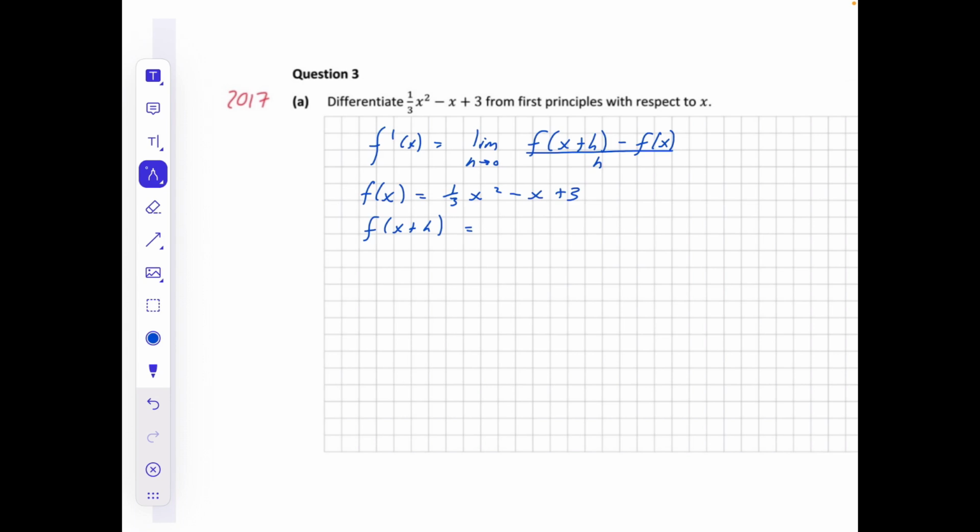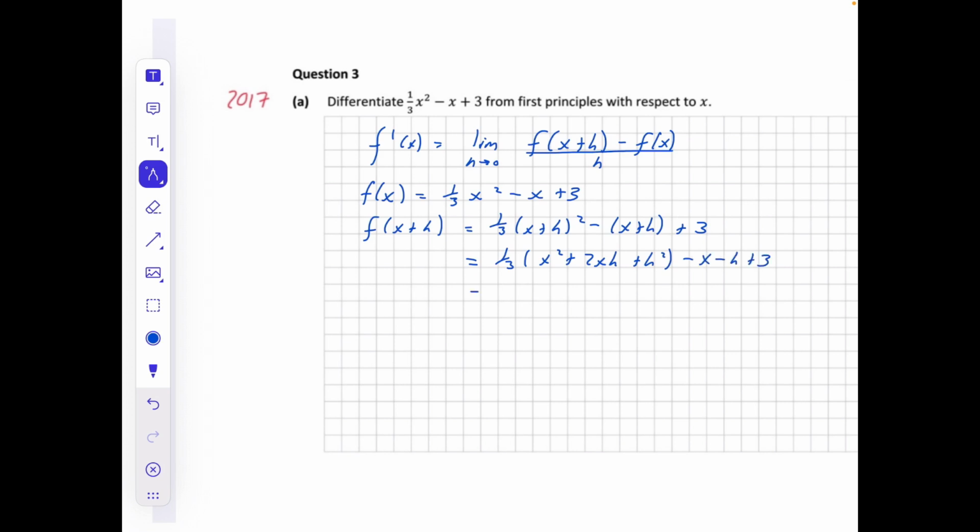And then we need to find our f of x plus h. So everywhere you see x, you should be getting into the pattern of this now. Everywhere you see x, replace it with x plus h. Okay, x plus h to be squared, you probably know at this stage, it is x squared plus 2xh plus h squared.